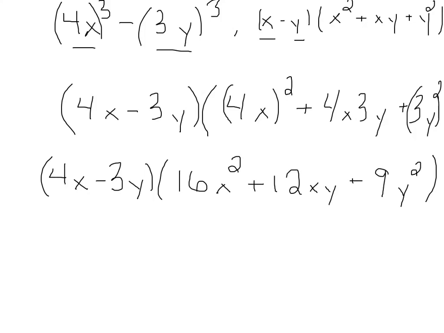Now the last step is to check and see if our second half of our expression is factorable. In this case, it doesn't appear to be, so we have reached our final answer of 4x minus 3y times 16x squared plus 12xy plus 9y squared.